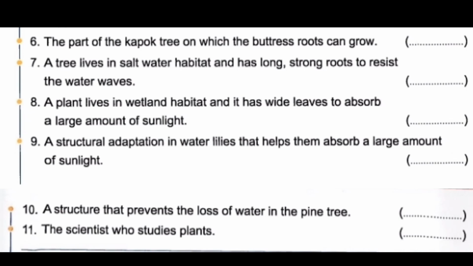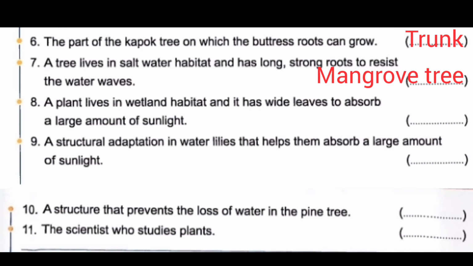Number 6. The part of the kabak tree on which the buttress roots can grow. On which part buttress roots can grow? Trunk. Number 7. A tree lives in salt water habitat and has long, strong roots to resist the water waves. Mangrove tree.